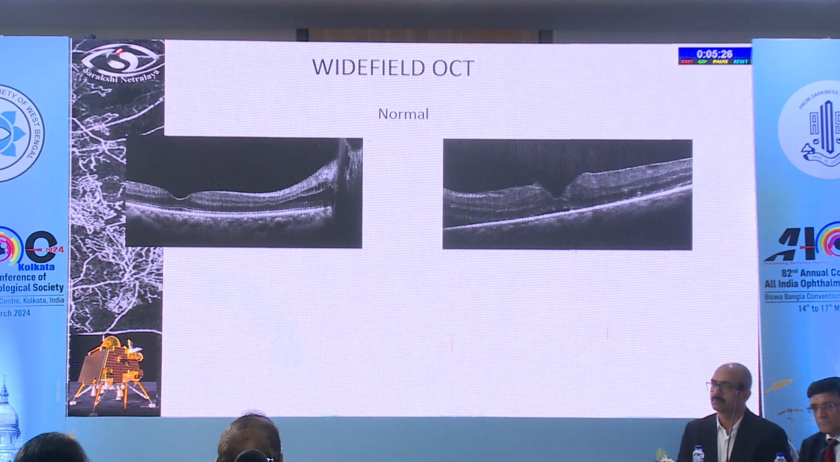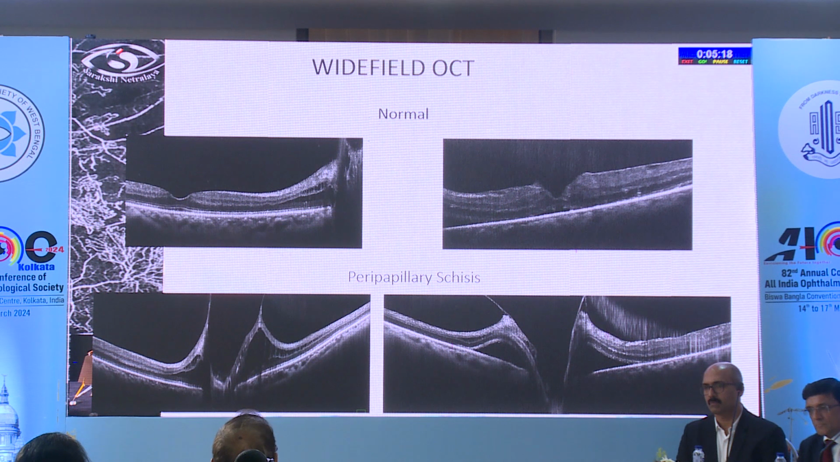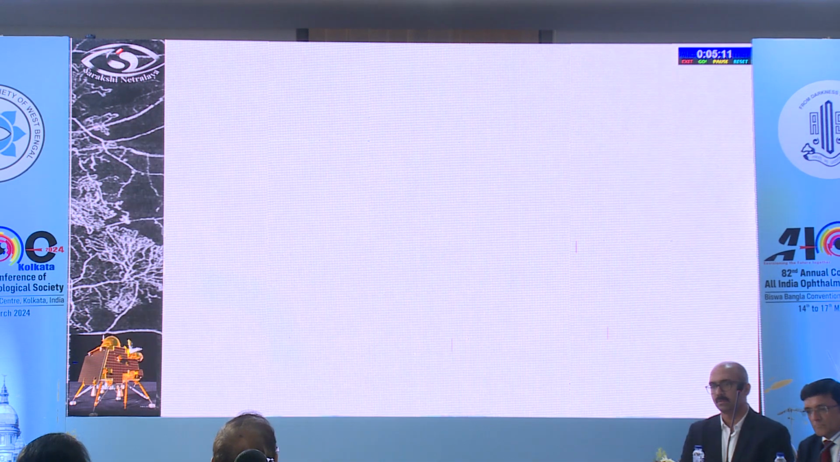Another case, diagnosed elsewhere as normal, and they thought there is a blunting of the fovea and some epiretinal membrane. On Widefield OCT, you can see this is a peripapillary schisis. So the treatment here totally changed. You had to treat him with steroids and all.